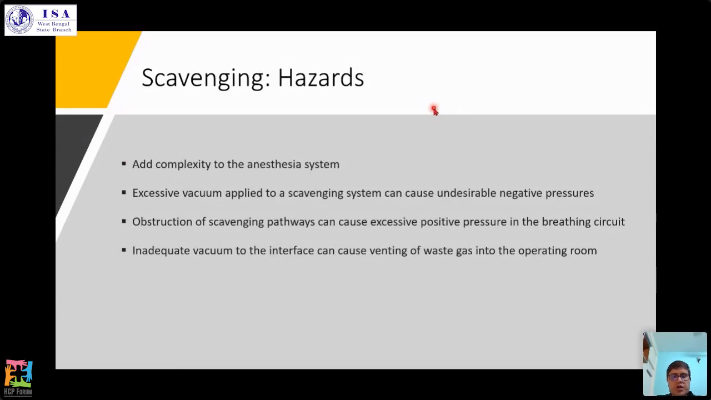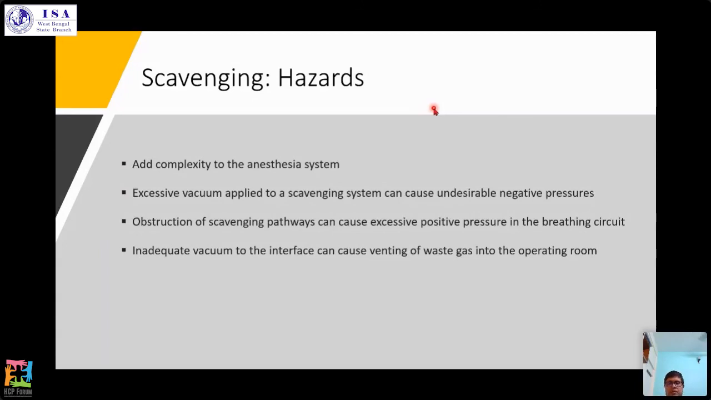Hazards. So lastly, let's talk about the hazards of a scavenging system. Now it adds a complexity to the anesthesia. We have spent several hours talking about the anesthesia system the last day and today, and still we have only scratched the surface. So this is a very complex system. Plenty of things can go wrong, and we are adding more possibilities of things going wrong. But we hope that it doesn't go wrong and we get the benefit.